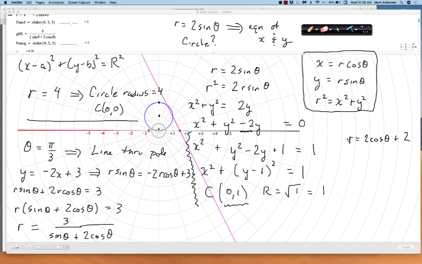2 cosine theta plus 2. See if you can do that without technology, no calculators. So we're going to sketch that in the polar plane.